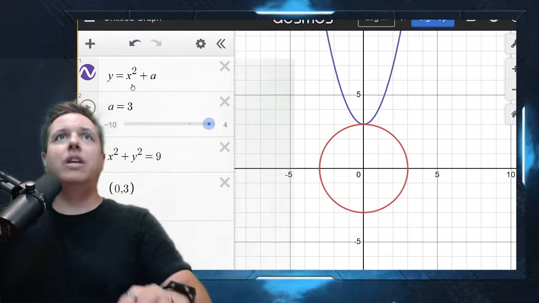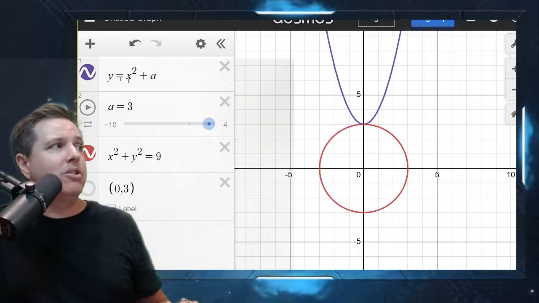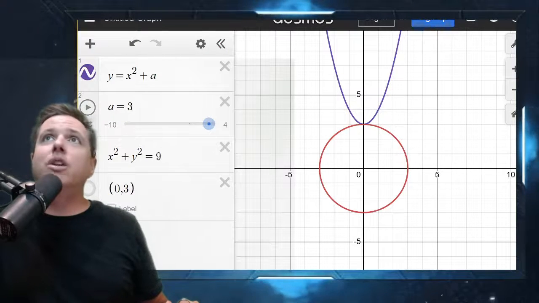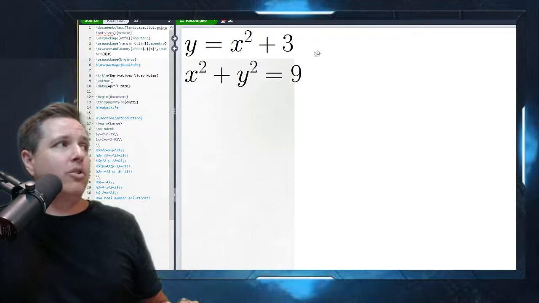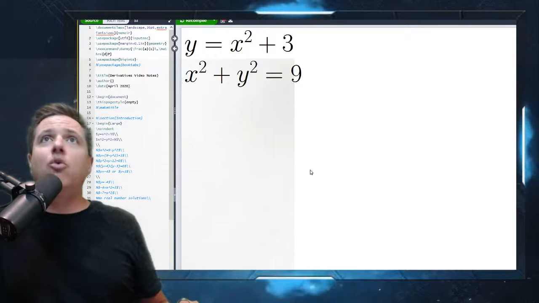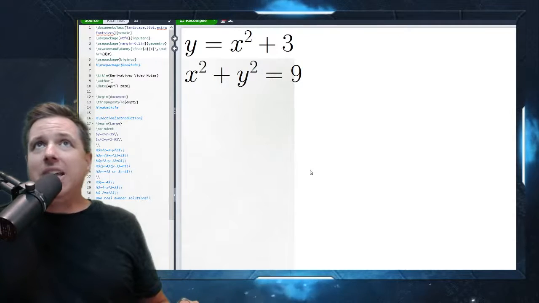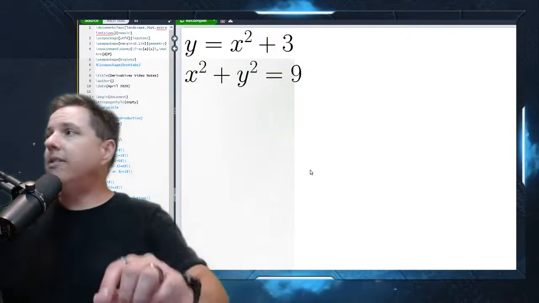Okay, so let's put this back to 3. That's the problem that we're looking at. So we're looking at y equals x squared plus 3 and x squared plus y squared equals 9. So let's go back over here. This is our system that we're looking at. y equals x squared plus 3 and x squared plus y squared equals 9.